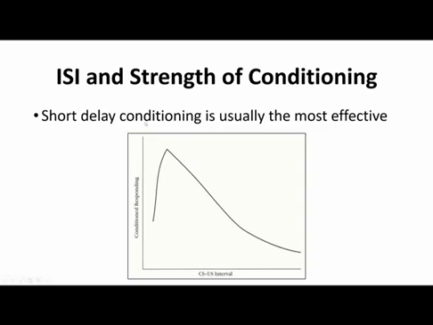So our short delay conditioning is a lot better. Over here would probably be something like simultaneous, where they were presented at the exact same time. So there's 0 for that CS-US interval, that would be this point here. So we want a short delay, and the longer that delay gets, the less learning we see.